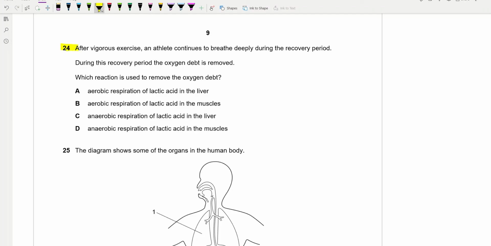Question number 24. After vigorous exercise, an athlete continues to breathe deeply during the recovery period. During this recovery period, the oxygen debt is removed. Which reaction is used to remove the oxygen debt? So the reaction would be aerobic respiration, and the lactic acid is removed in the liver. So the correct option would be option A.